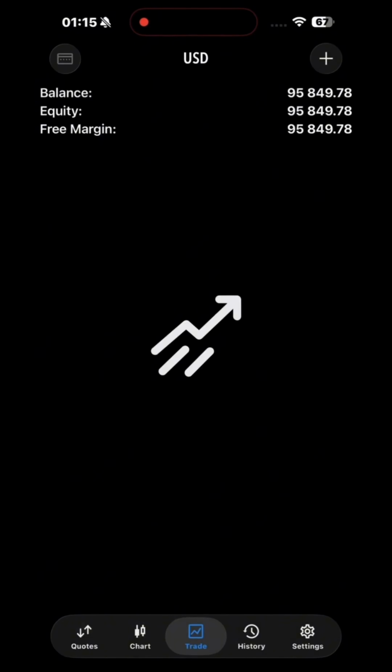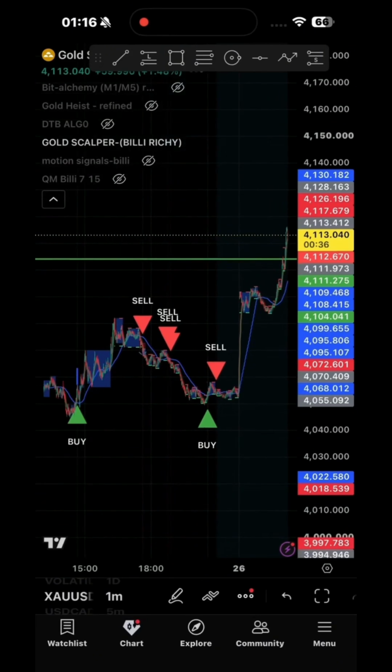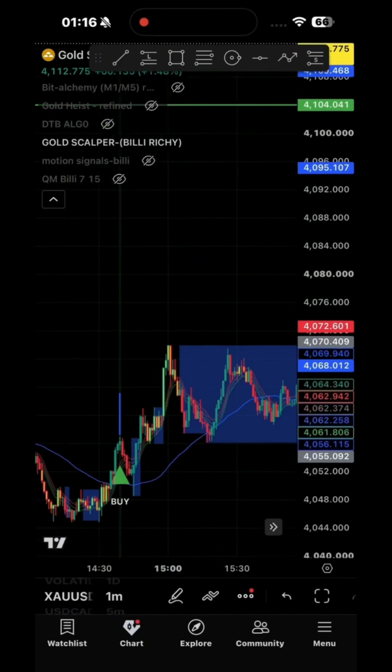So I've closed the trade with $95,849.78 right now. I was trying to make 76K, but I'm up $95,000. So let me show you how everything played out, my two entries, and the reasons here on TradingView.